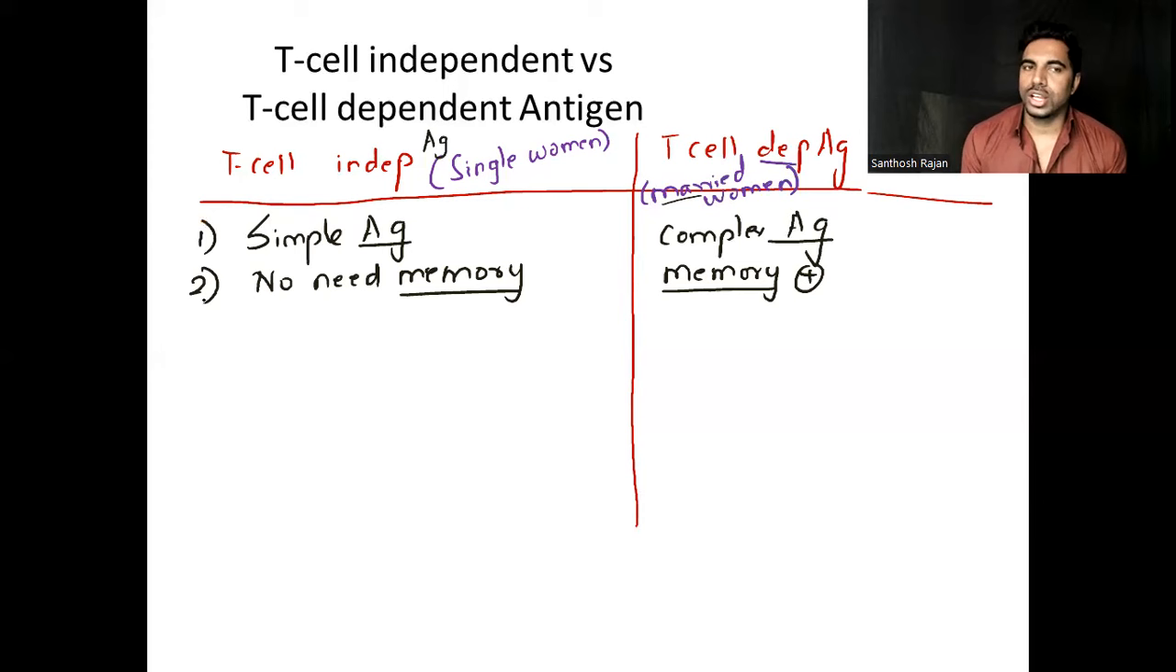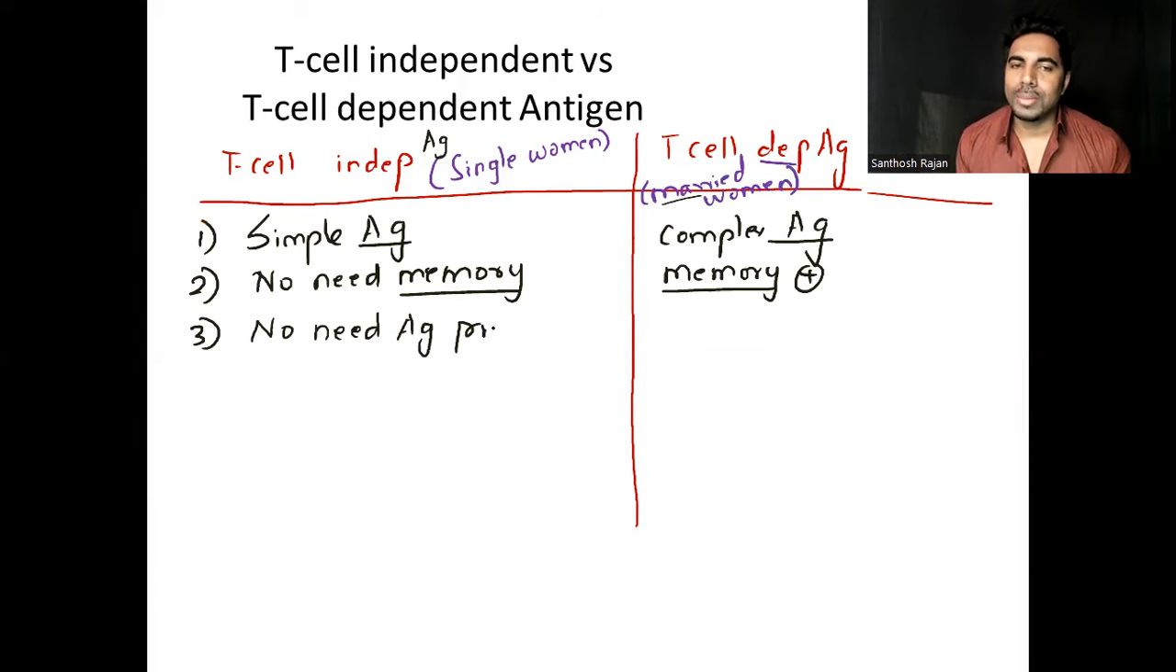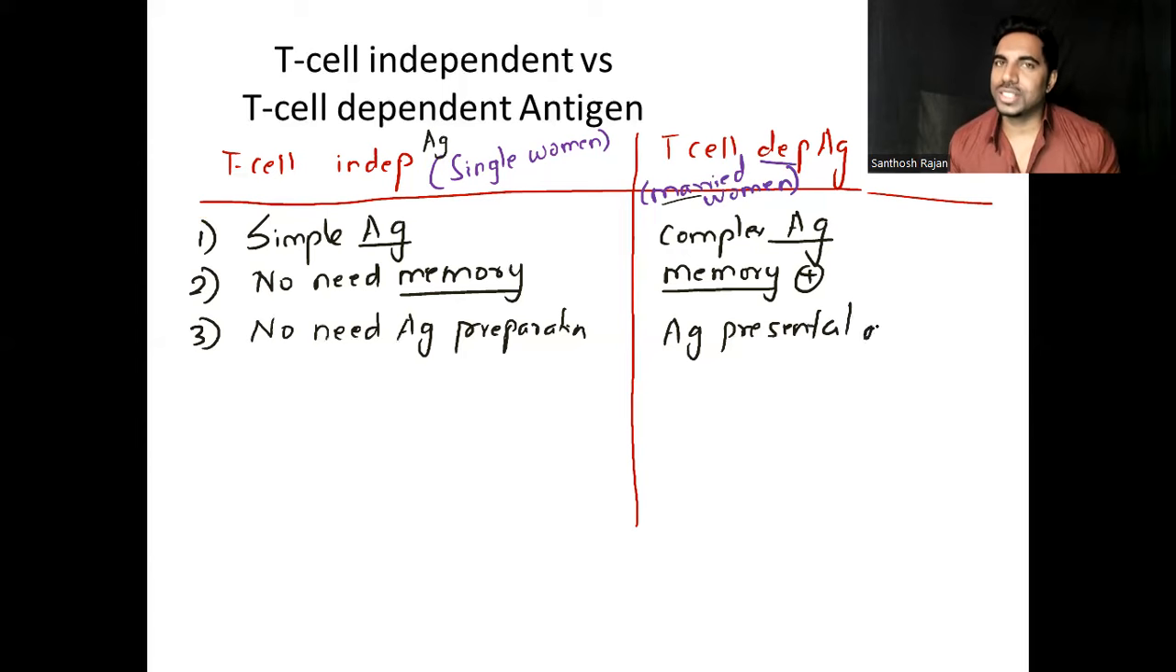Third one. She's a single lady, she can do makeup or she doesn't need to do any makeup. She's free, she need not be prepared. So no need for antigen presentation. Here, a wife has to present very well in front of her husband. So antigen presentation is important. Presentation is a better word. That means what?